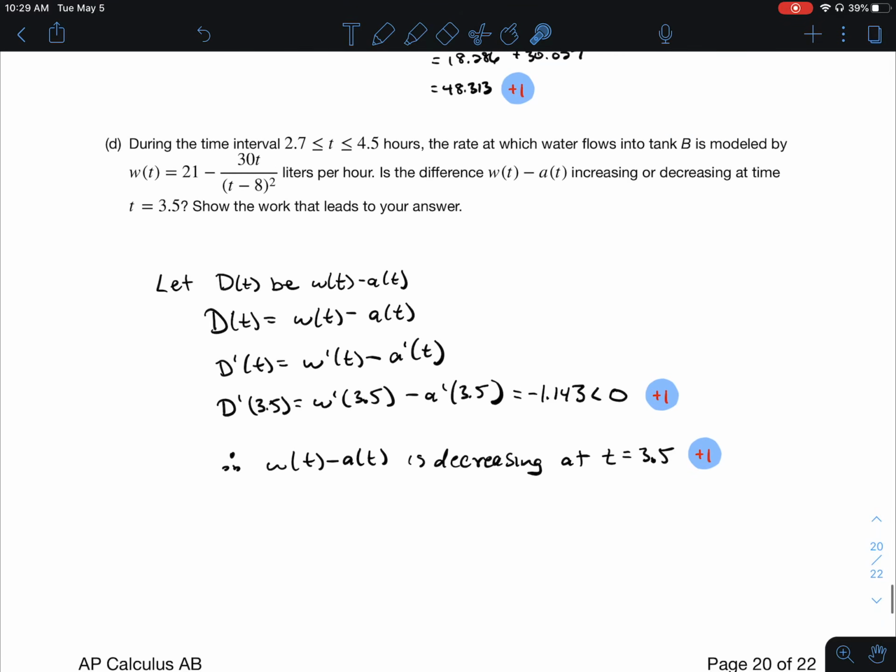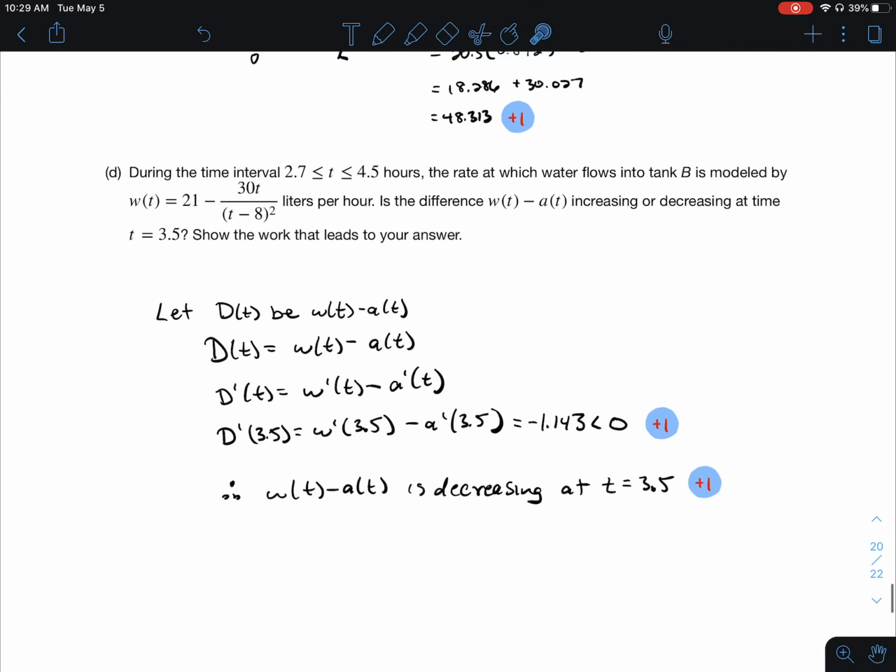Last part. During the time interval from 2.7 to 4.5 inclusive, the rate at which water flows into tank B is modeled by this formula right here. In liters per hour again. Is the difference of W and A increasing or decreasing at this time? Well, to figure out whether something's increasing or decreasing, all we've got to do is look at the slope. So we take the derivative of this, and you don't have to do this. This makes more sense to me.